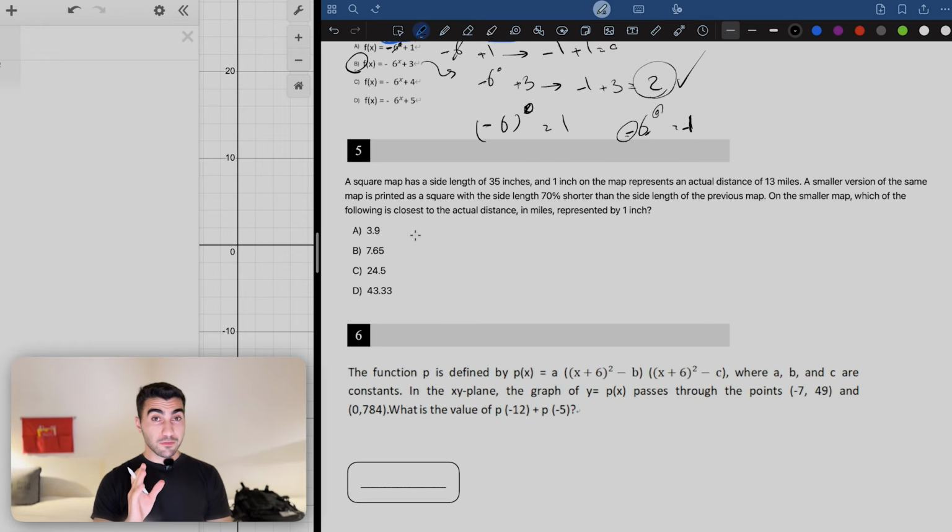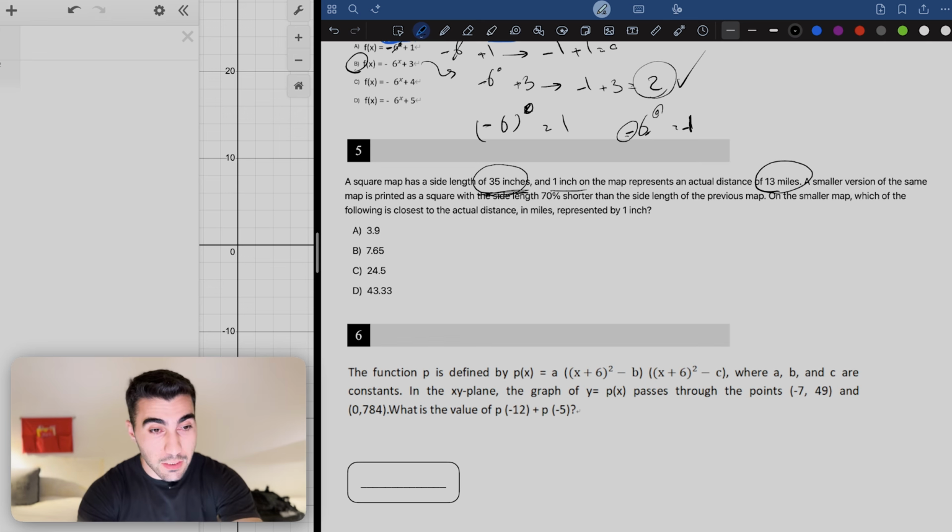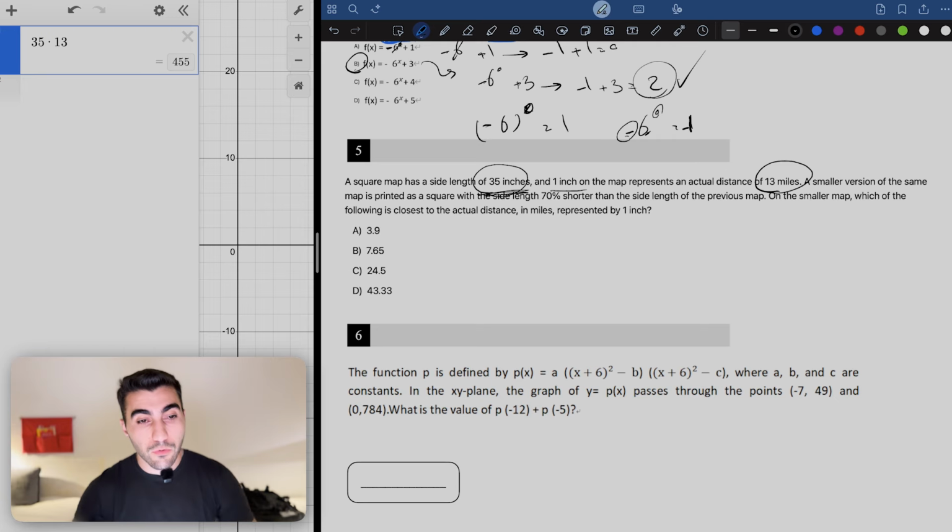All right, so the next question is a very common one. I've seen this question multiple times in the SAT. I've taken the SAT multiple times, got perfect math scores, and this was a question that I usually saw in the SAT a few times. So this question is asking a square map has a side length of 35 inches, right? And 1 inch on the map represents an actual distance of 13 miles. So if it is 35 inches, then it means 35 times 13 miles is going to be the actual distance, right? 35 times 13 gives us 455.